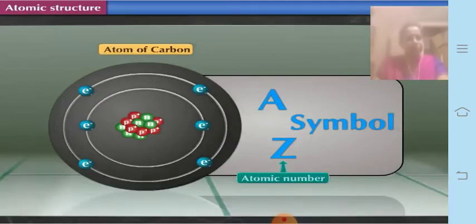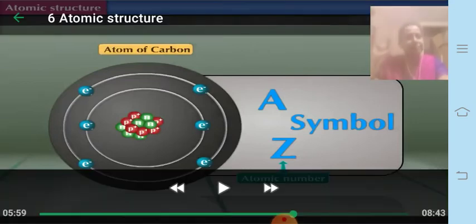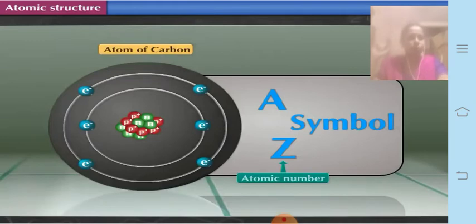Now, in conventional symbol, how is an element represented? How in a periodic table is an element represented? How are the atomic number and atomic mass number written? At the beginning of the video I mentioned that the atomic mass number is represented by the symbol A, and the atomic number, that is the number of protons, is the letter Z. The symbol is written in this manner, as shown here.